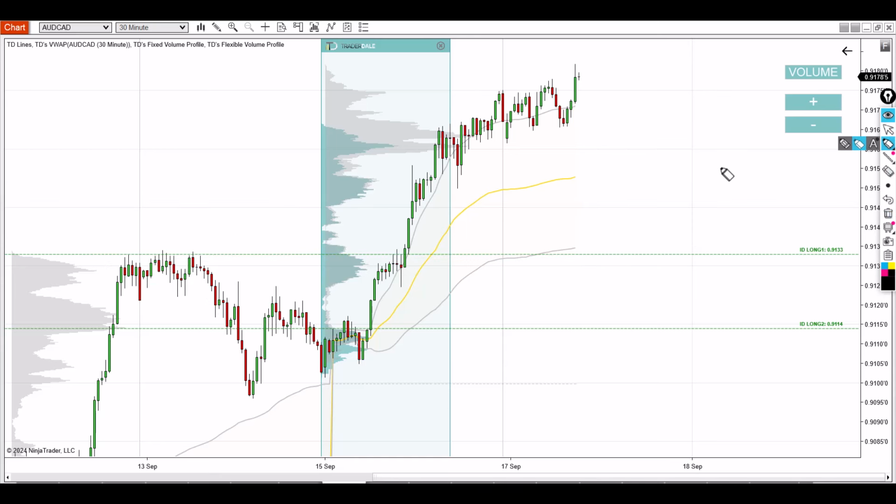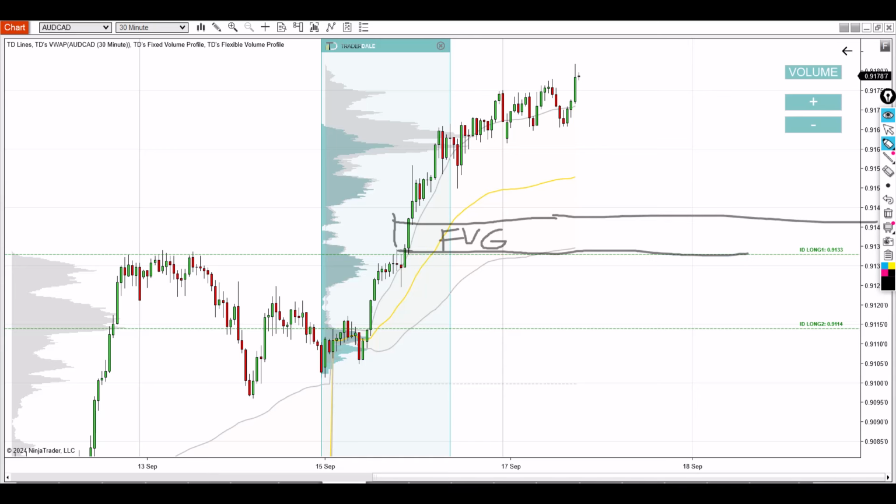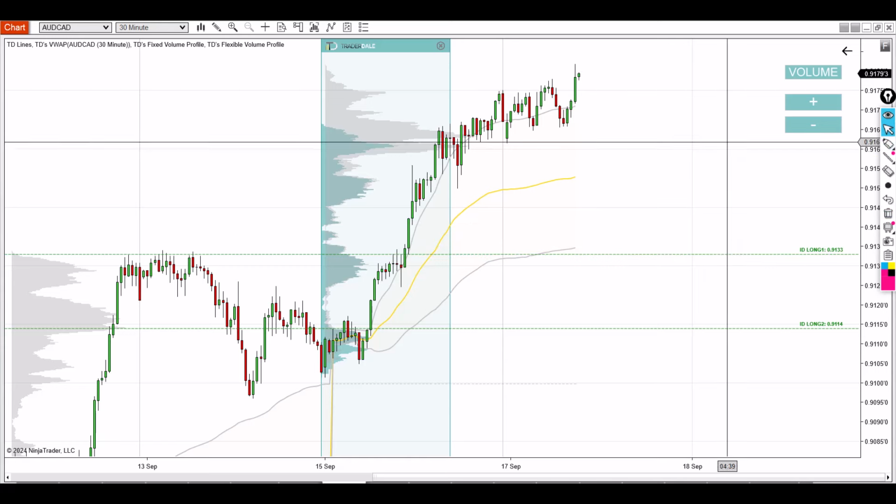Also, if you are familiar with smart money concepts, then from this level we have a fair value gap right here. That's another thing from smart money concepts that adds strength to the level. And when there's a fair value gap in an uptrend, I like to trade from the bottom of the fair value gap, which, as you can see, is our level. Now let's check out the lower level.